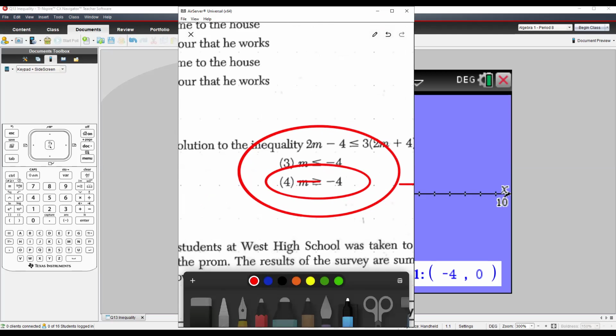But anyway, the answer for this one is m is greater than or equal to -4. That's it. All that talking just to say that's it.